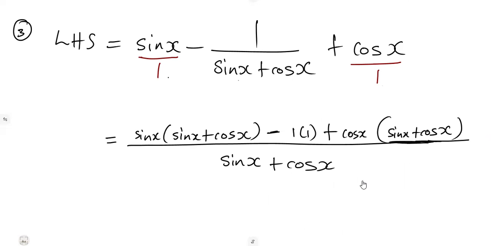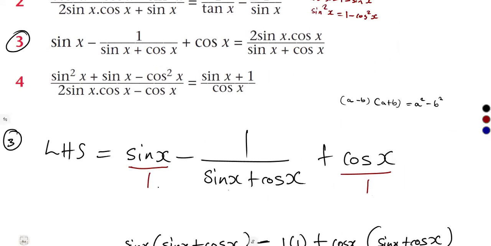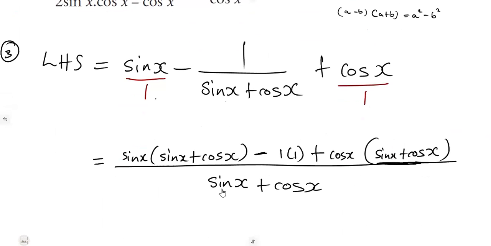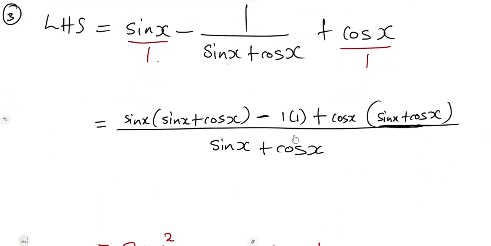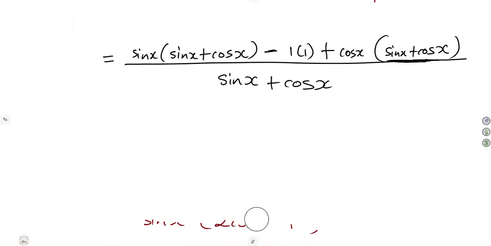Expand the brackets and see what you're going to have. Lucky enough, we can see that the sine of x plus cos of x is already there. We already have it in the denominator, sine of x plus cos x. So it's all about simplifying the numerator. The denominator is already what we want.